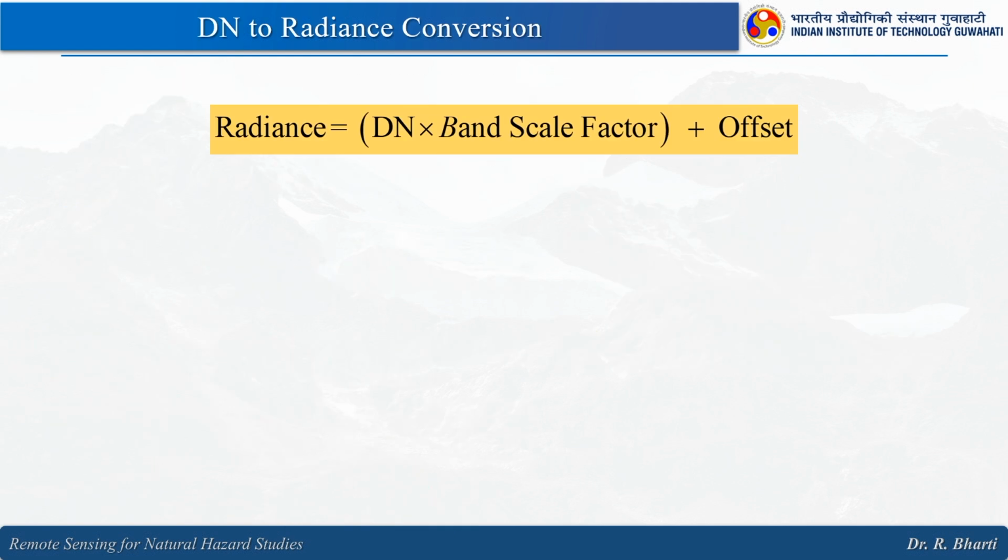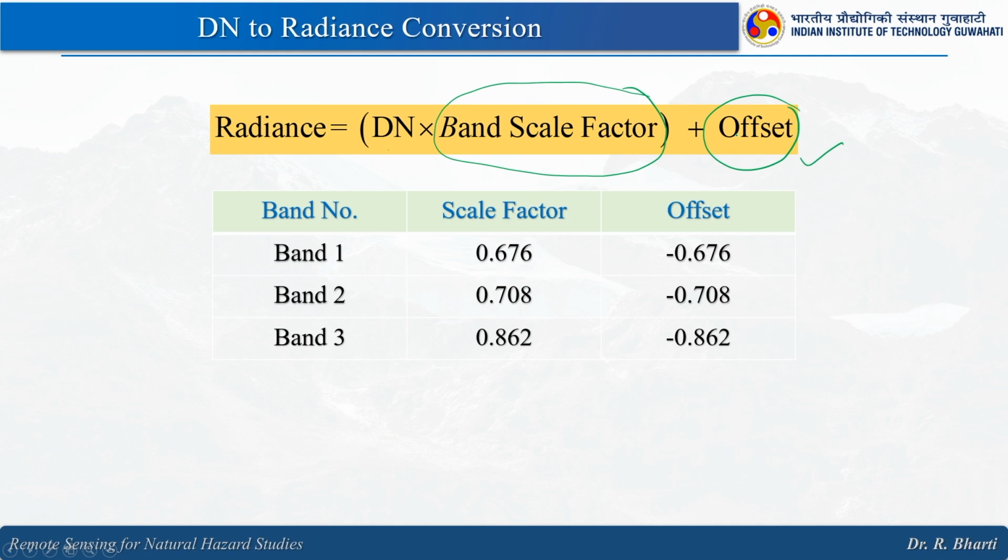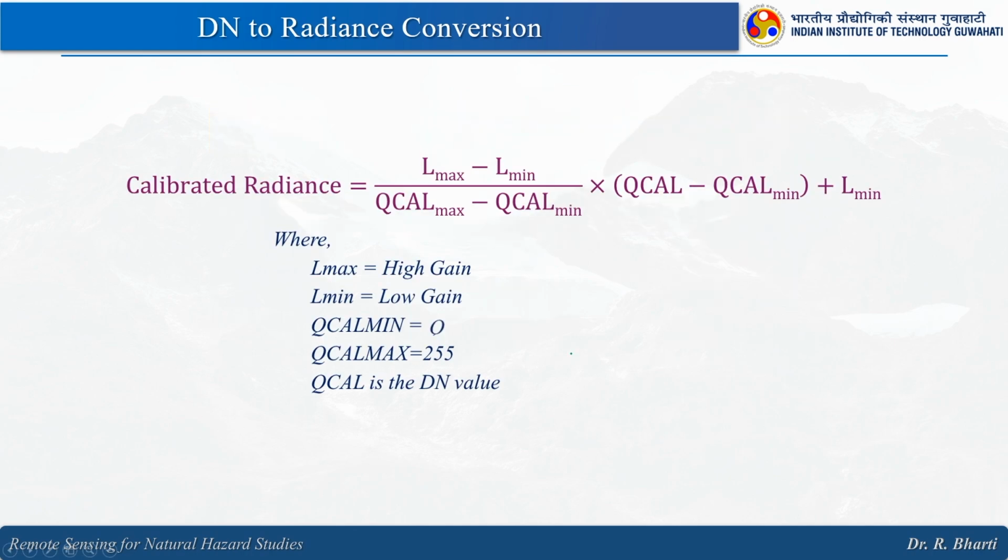So, how to convert DN to radiance value? To convert the DN to radiance, we can use this formula. So, here the radiance is equal to the DN value multiplied by the band scale factor. This information will be provided by the space agency who has launched the satellite, and the offset will be available to you. So, for example, some of the satellites, they have this band 1, scale factor is this, offset is this. Once we have that, you can calculate the radiance, right.